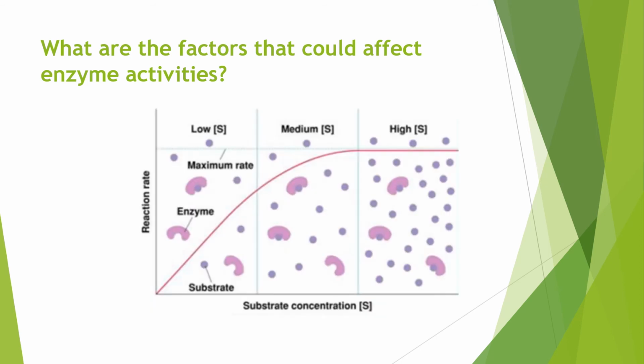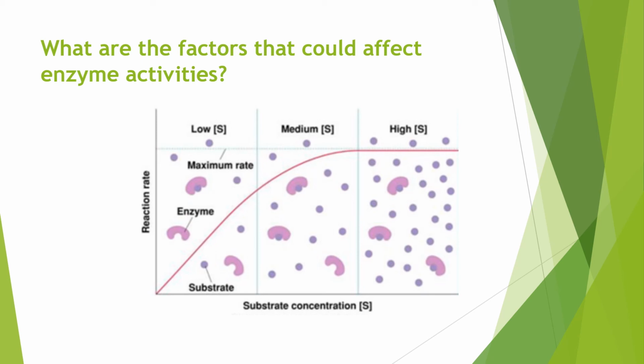Another factor that could affect the enzyme activity is the substrate concentration. Enzymatic activity is directly proportional to the substrate concentration, meaning if the substrate concentration increases, the enzyme activity will also increase until the limiting rate is reached. After it reaches its limiting rate, further increase of substrate concentration will no longer affect the reaction rate.